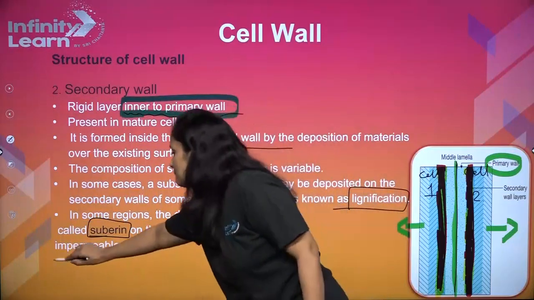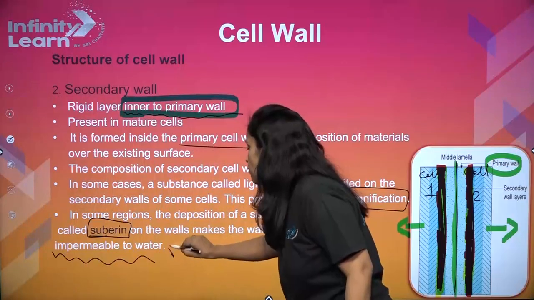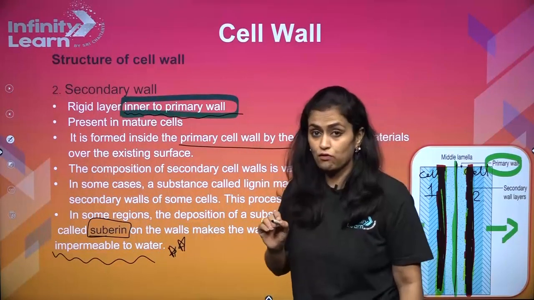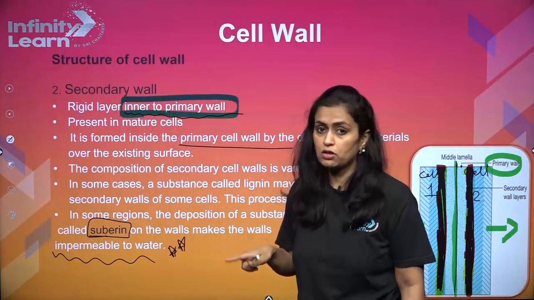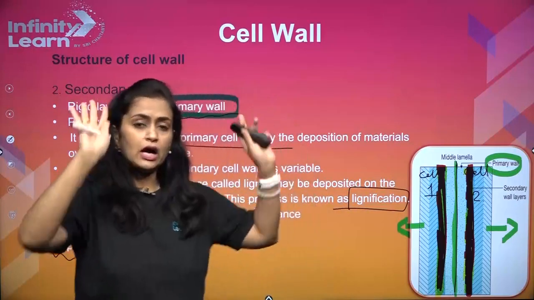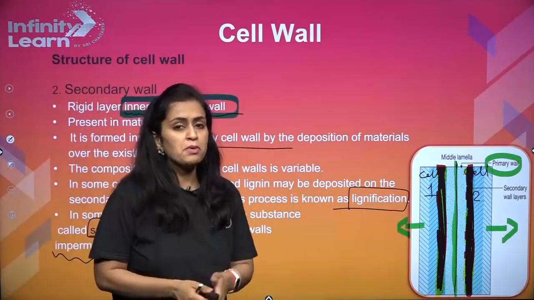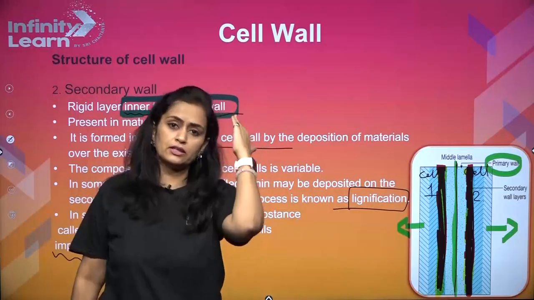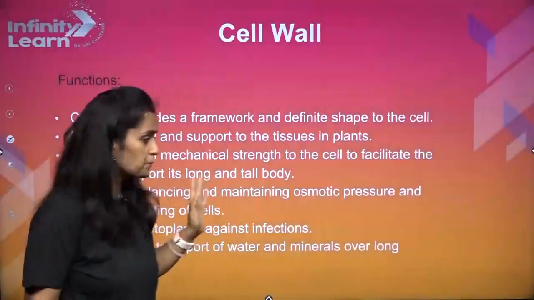So they are impermeable to water. Important point, guys: secondary cell walls are impermeable to water, whereas primary cell walls are permeable. They are permeable to everything, unlike the plasma membrane, which was semi-permeable. This primary cell wall is permeable to everything. Secondary cell wall will then take care.